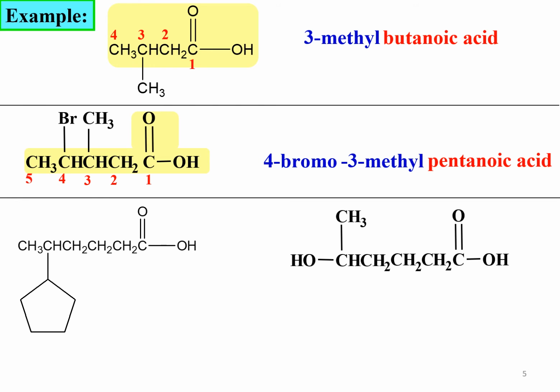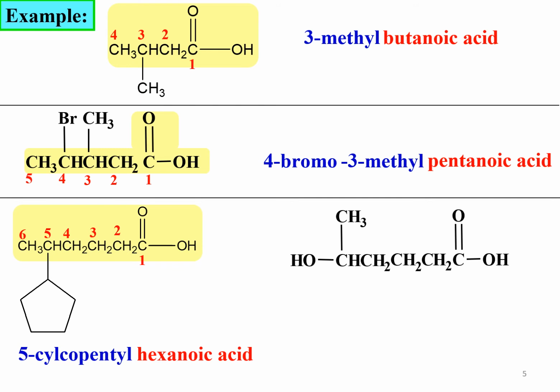Continue with the following example. Pick the longest continuous carbon chain with COOH. So this is the parent. You start numbering from the C which belongs to COOH. So carbon 1, 2, 3, 4, 5, 6. Here you have 6 carbons. The 6-carbon parent is called hexanoic acid. Then we have a substituent at carbon 5, which is a cyclopentyl. So 5-cyclopentylhexanoic acid.